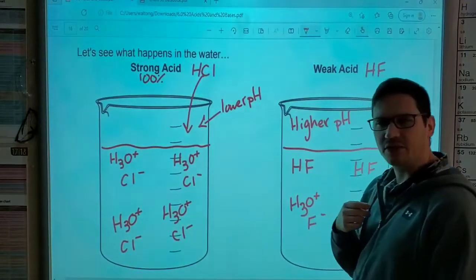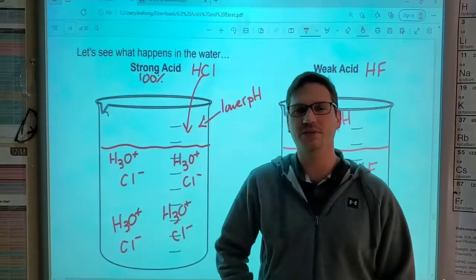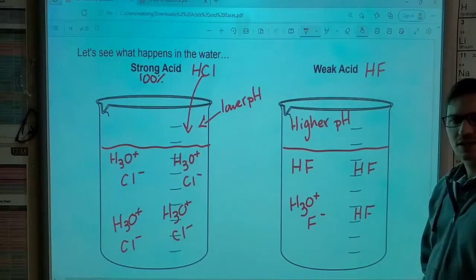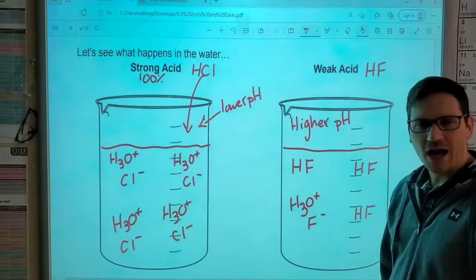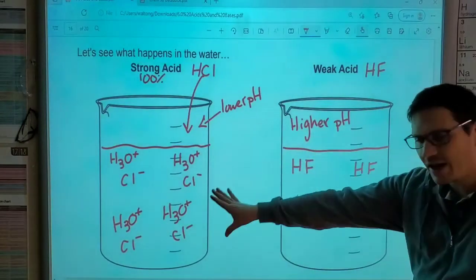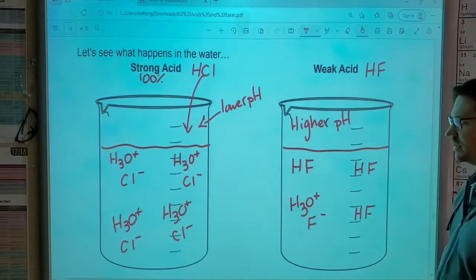What about conductivity? Do you remember what conductivity is based on? What determines the conductivity of a solution? I'll give you a hint. It's the number of ions present in the solution. Which one of these, the strong acid or the weak acid, has more ions present in the solution?